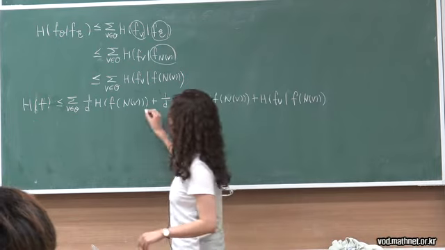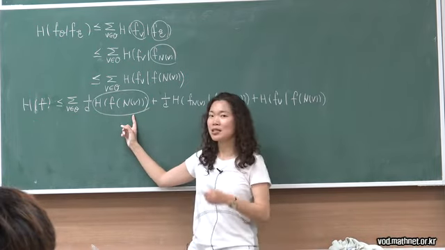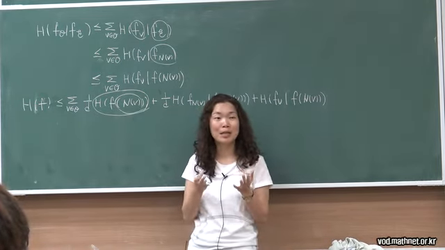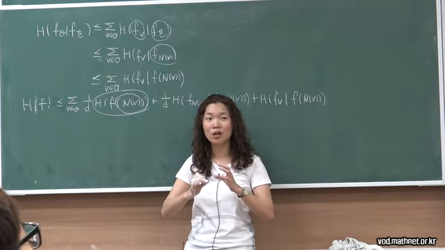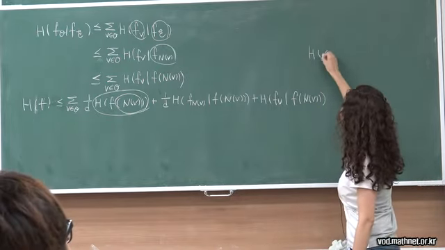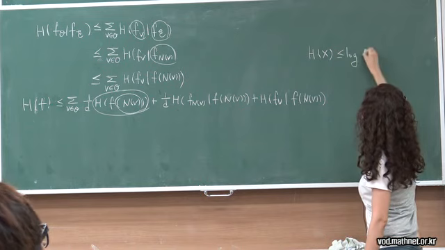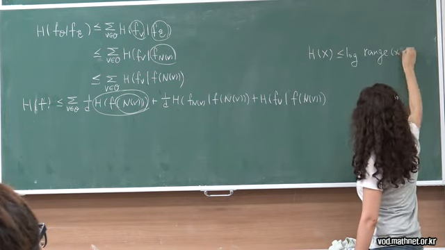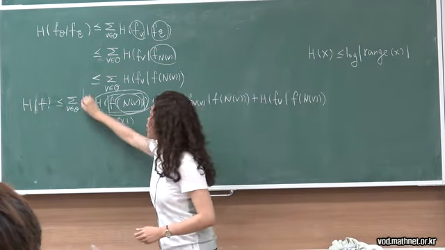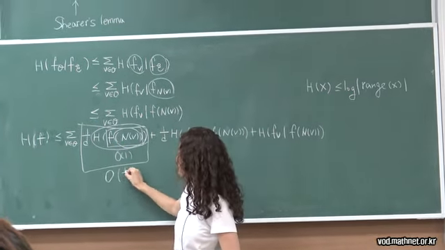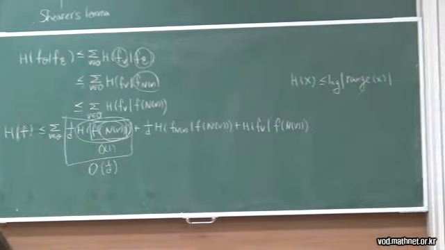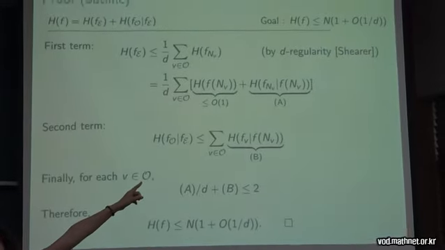Here, we have this, and this is a very small amount of information because it's only the set of colors, which does not have many possibilities, right? It's just a subset of 4 colors. And as I said, H of X is at most log of the range of X. Because this one only has big O of 1 possibilities, this term is big O of 1 over D. And this is where that big O of 1 over D term comes from.